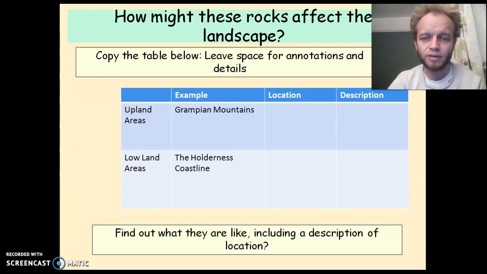So the Grampian Mountains, they are upland areas. Think about or try to find out where they are located and then a description of what they're like. So think about the topography, think about the number of people who live there maybe, think about the type of landscape that might be there. Then do the same for lowland areas. So we're looking at the Holderness coastline, where is it located, and then a description of what it is like. Again, think about population, think about the type of landscape, its topography, those sorts of things.